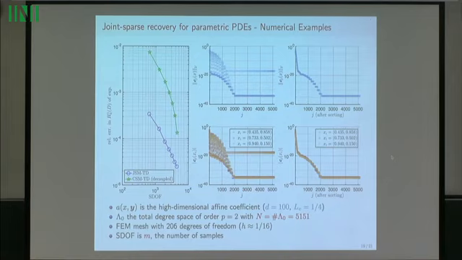I'm unable to solve the pointwise approximation problems at the same tolerance as I can solve the global approximation problem with the joint-sparse method. Of course, this is a 100-dimensional example, highly anisotropic, and a very low order, but high cardinality subspace.